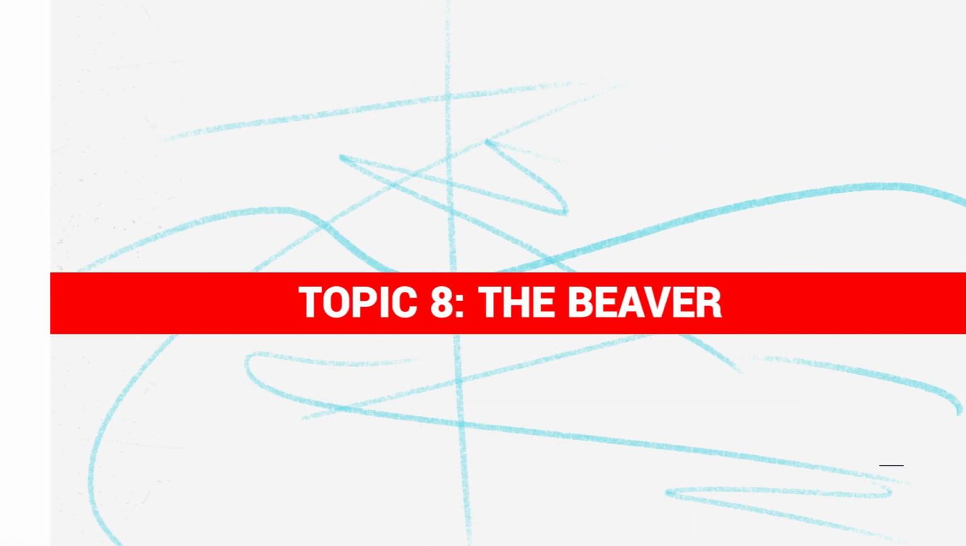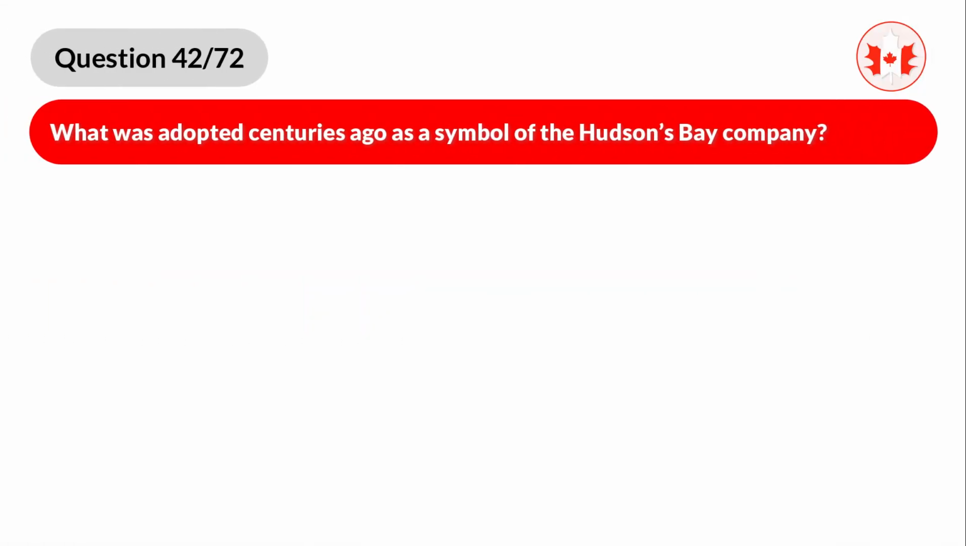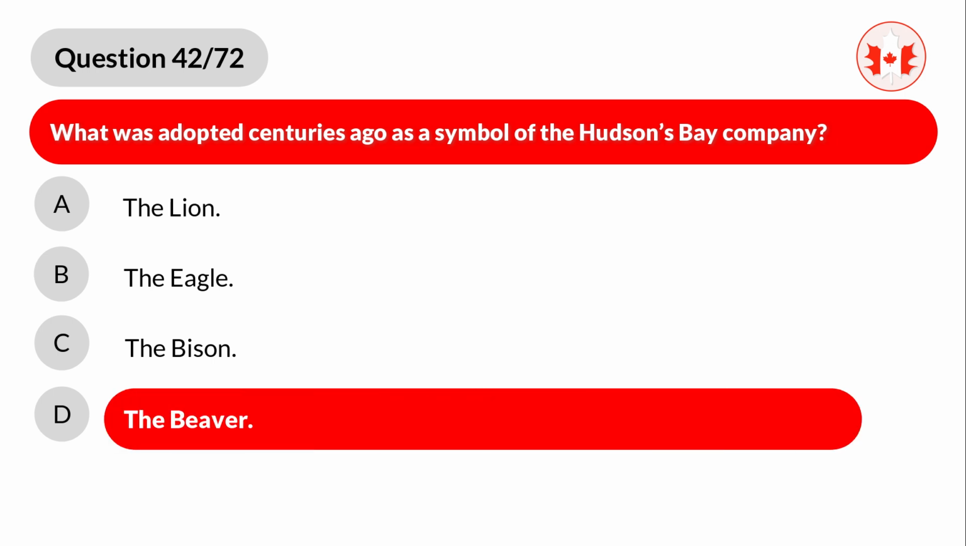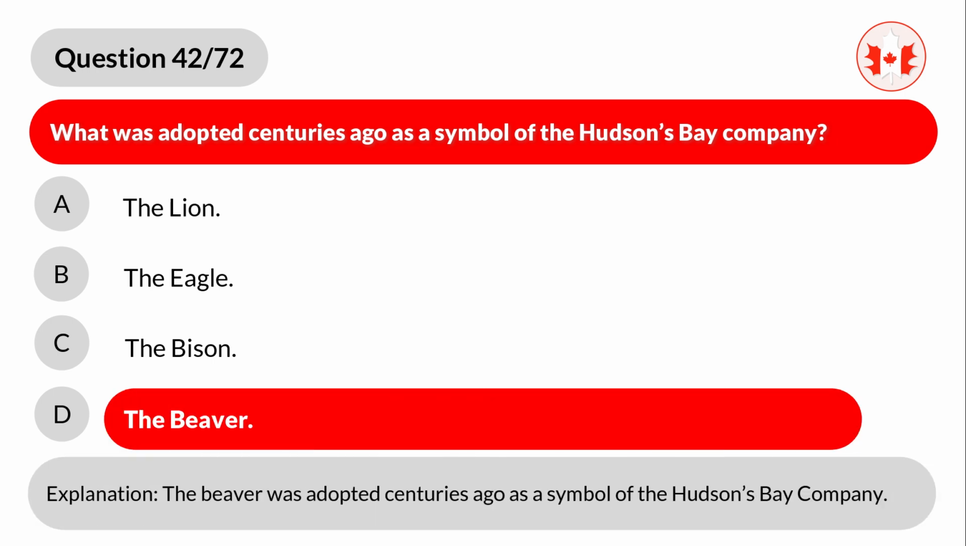The beaver. Question 42. What was adopted centuries ago as a symbol of the Hudson's Bay Company? A. The lion. B. The eagle. C. The bison. D. The beaver. The correct answer is D. The beaver. Explanation: the beaver was adopted centuries ago as a symbol of the Hudson's Bay Company.